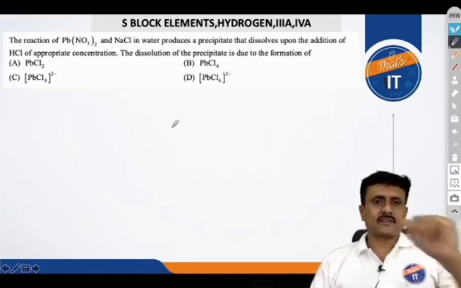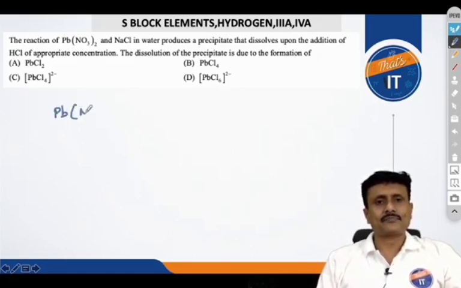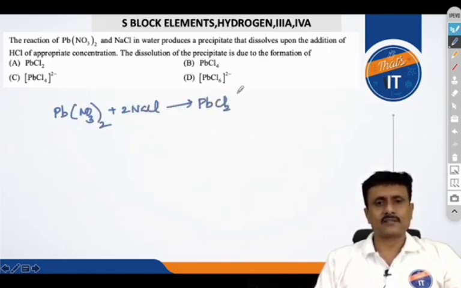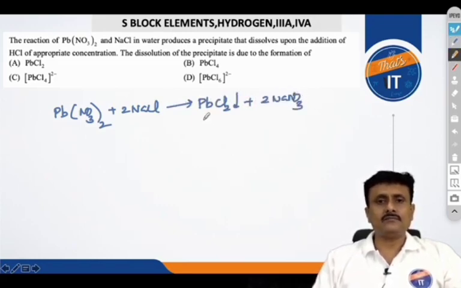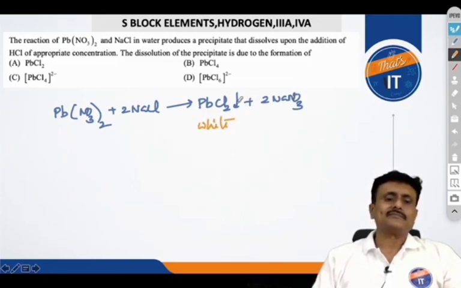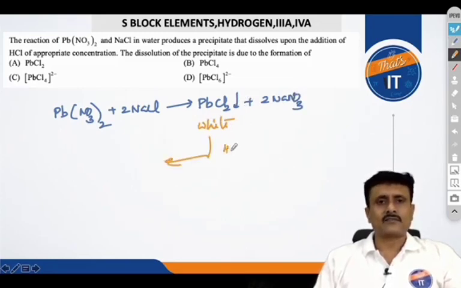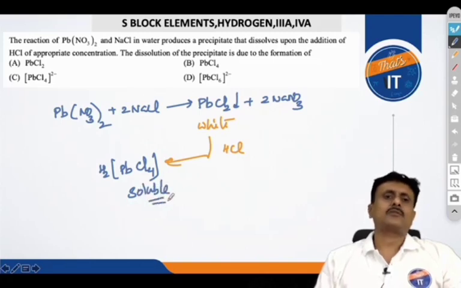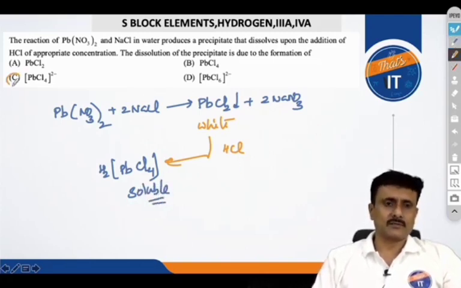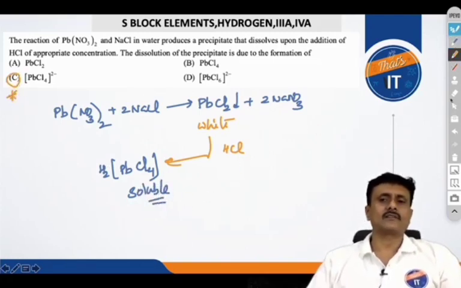Now you see the reaction of lead nitrate with NaCl gives rise to a double displacement reaction. You know that PbCl2 is soluble in hot water, right? That means it is insoluble in cold water. However, when you are adding excess of HCl, you will be getting H2PbCl4. So this is what is making it soluble. So the right answer for this question will be option C. See, this is a regularly asked question.